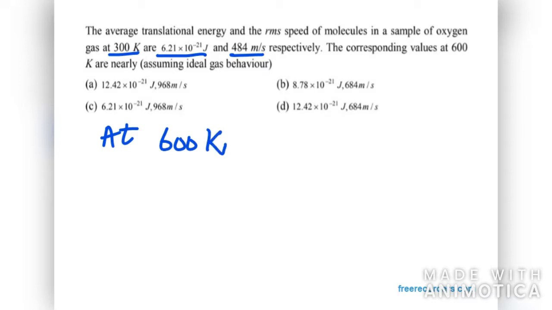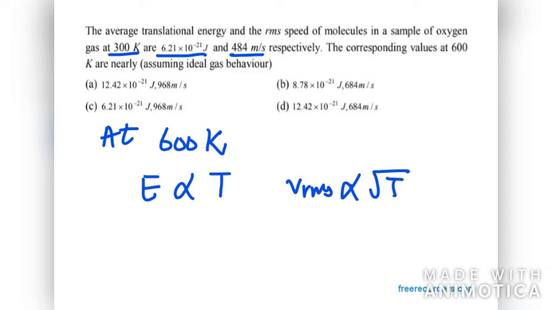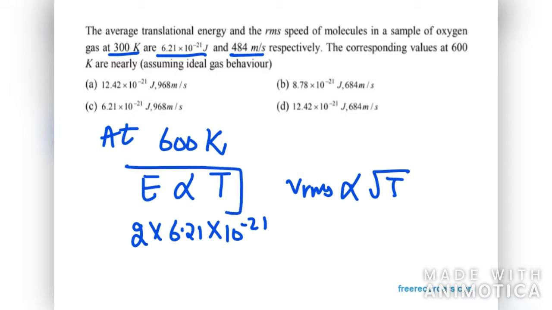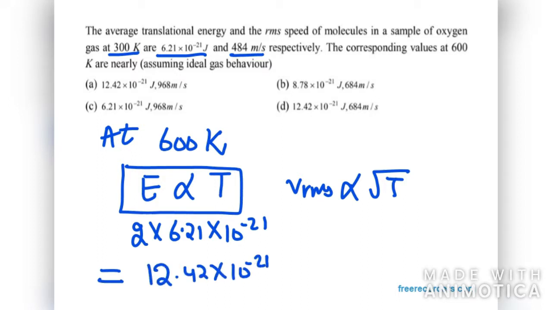So this is for oxygen. Again, we need to find it for oxygen. As you know, E is directly proportional to T, and VRMS is proportional to the square root of T. So if the temperature becomes twice, then the energy will become 2 times. So it will be twice of 6.21 into 10 raised to power minus 21, because E is directly proportional to T. So twice of 6.21 will be 12.42 into 10 raised to power minus 21 joule.